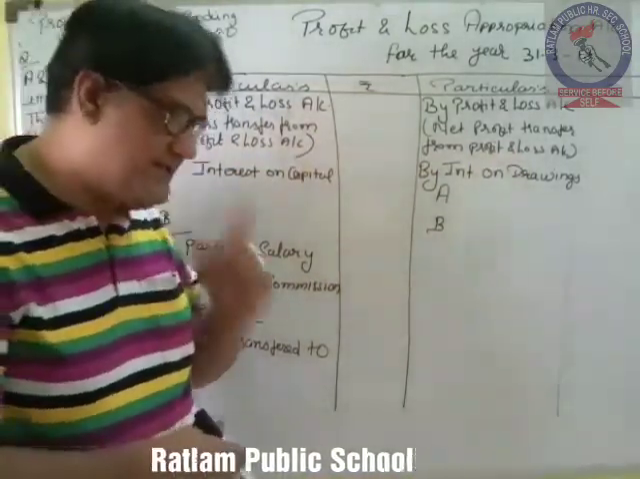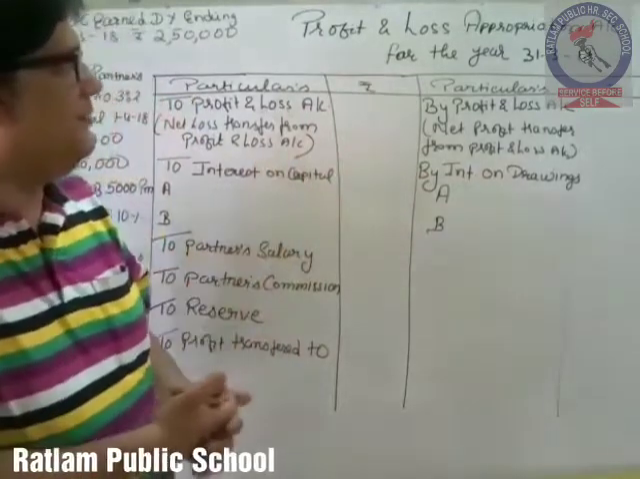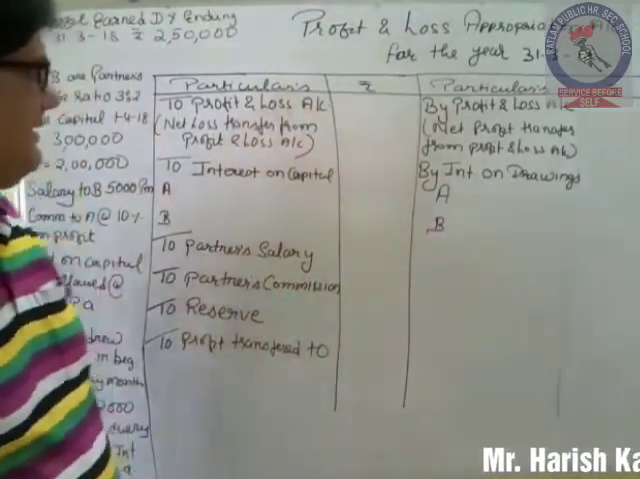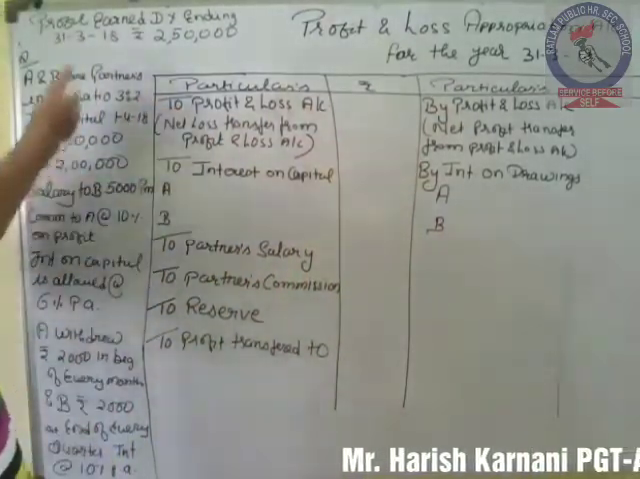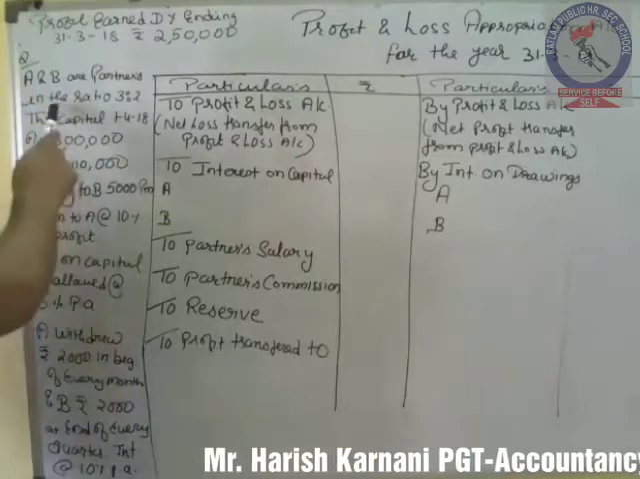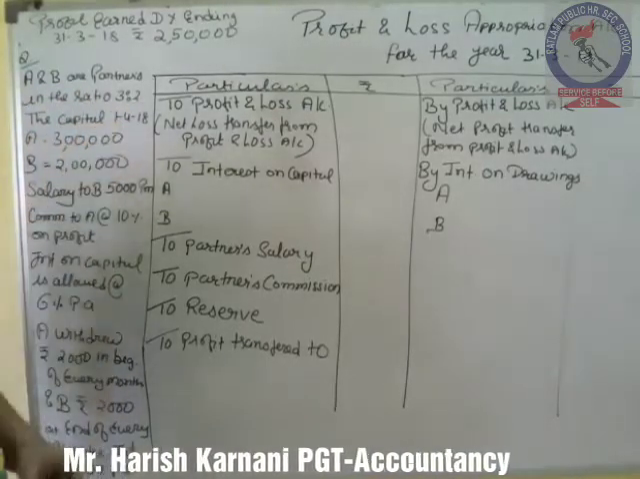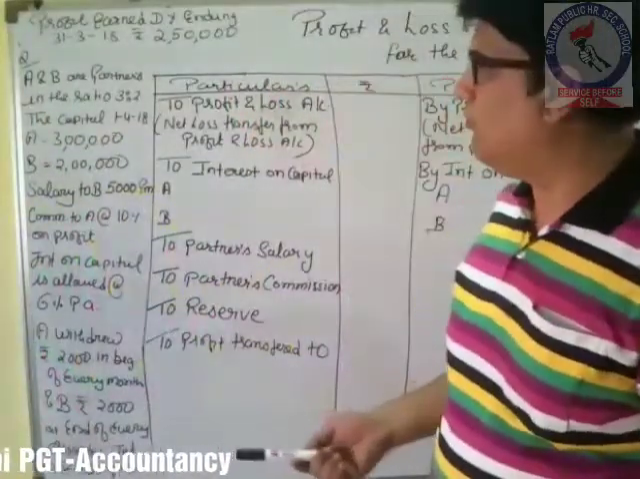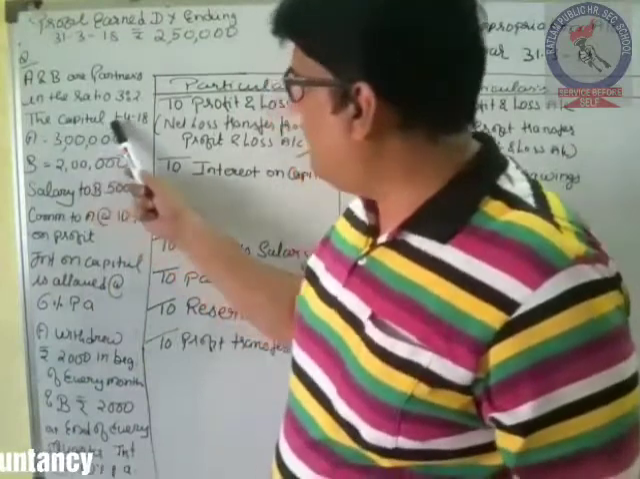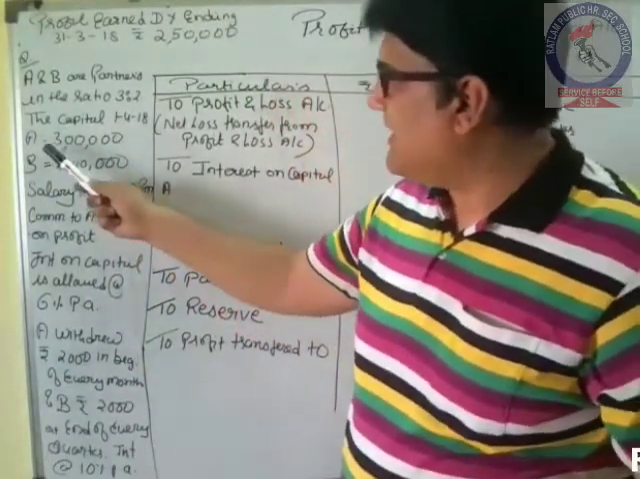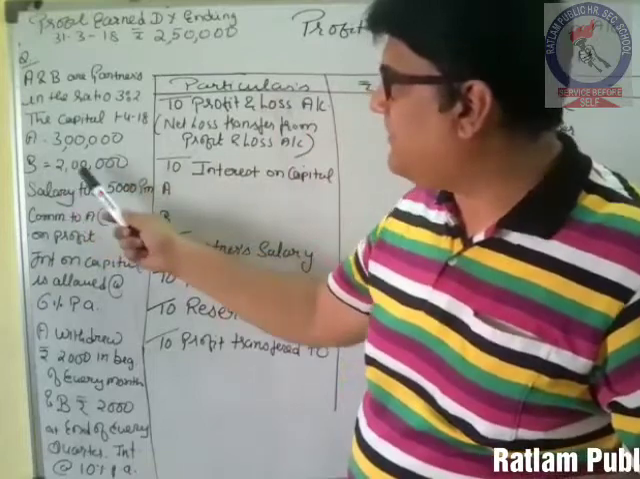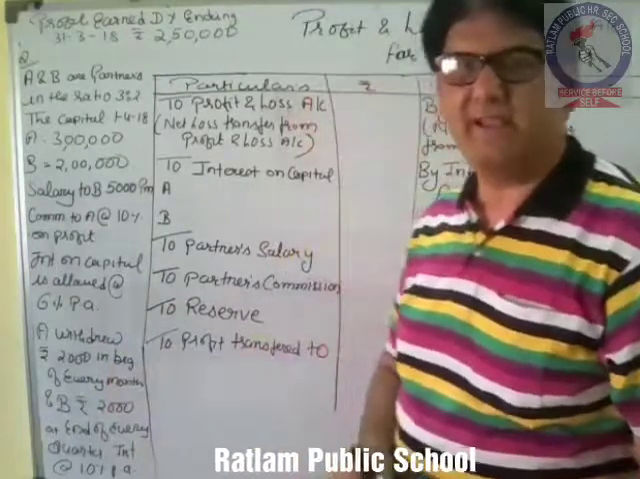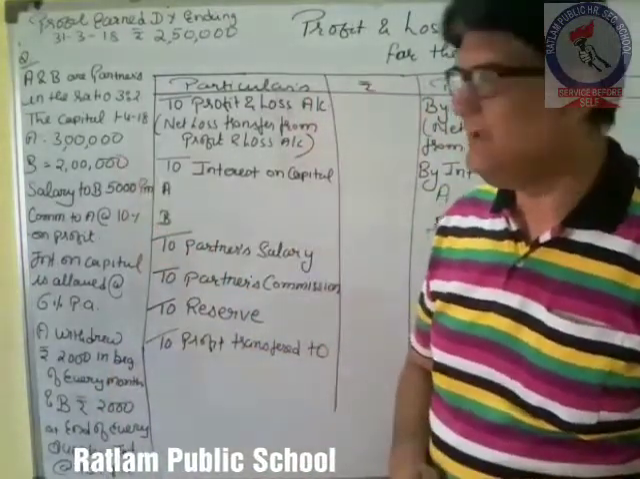Now we have to see how we have to solve the numerical. So I have prepared one numerical for you. We will be doing that here. Let's say A and B are partners in the ratio 3:2. The profit sharing ratio of A and B is 3:2. The capital on 1/4/18 was A rupees 3 lakh and B rupees 2 lakh. Their capital was 3 lakh and 2 lakh respectively on 1/4/2018.